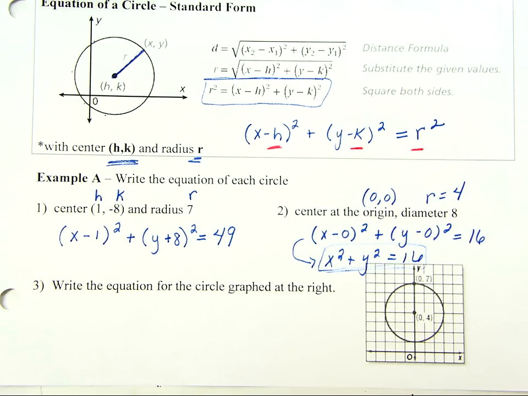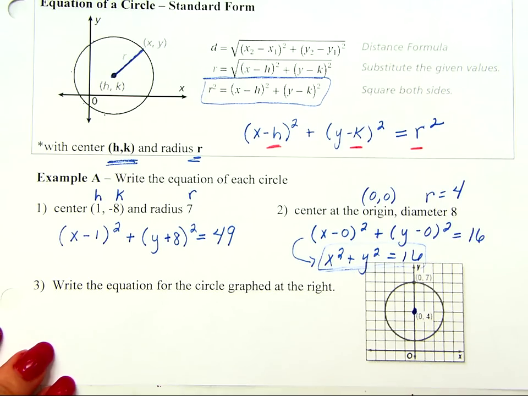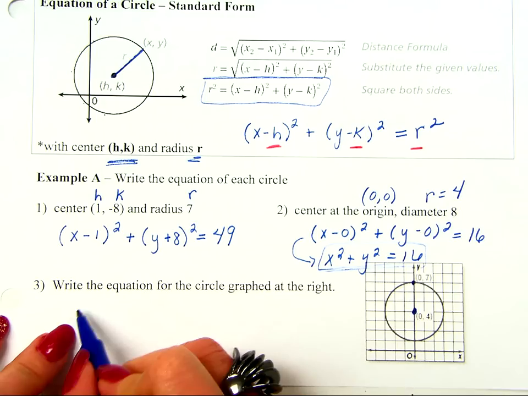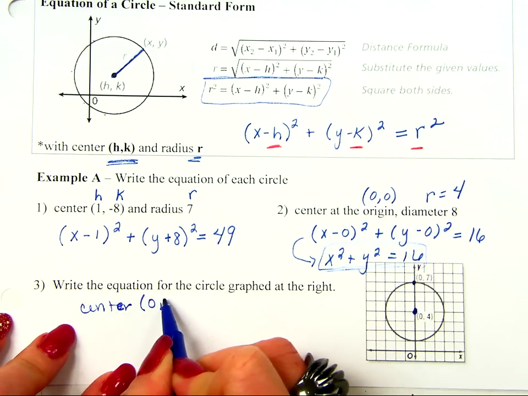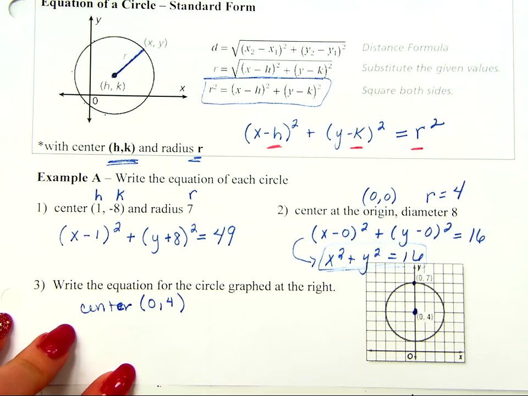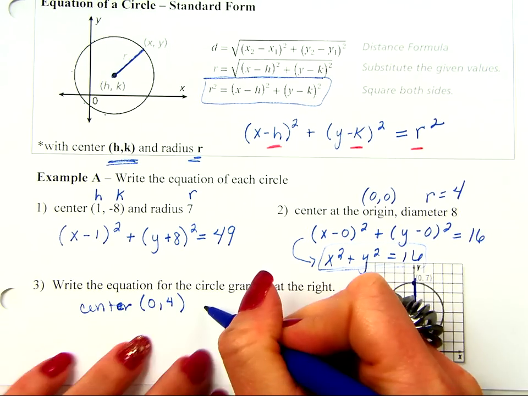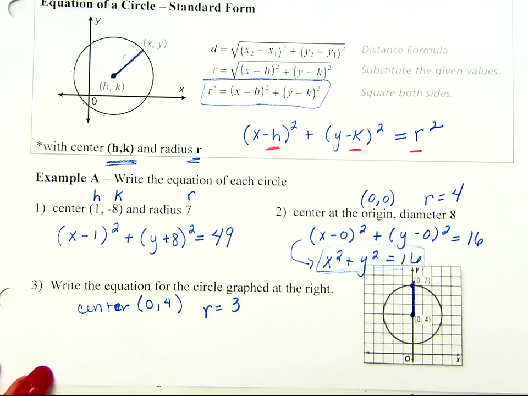Question 3 asks us to write the equation for the circle graphed at the right. When I look at my circle graphed at the right here, I have a center point of (0, 4), and I have this point up here at (0, 7). I know that my center is (0, 4), and this being my point (0, 7), I can determine that my radius here is 3 units. I could count the units, or I could subtract my coordinates.